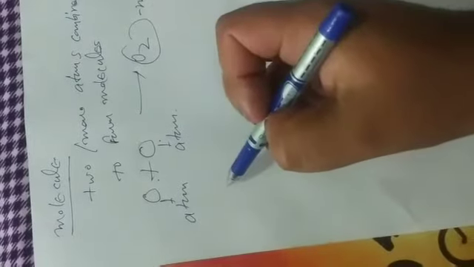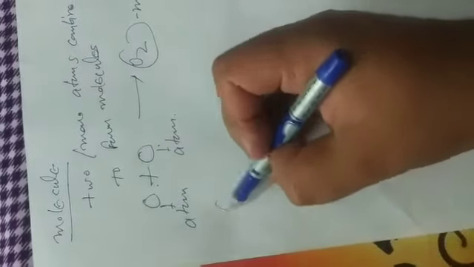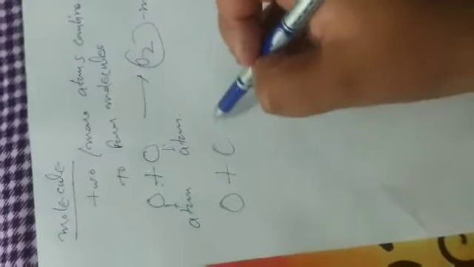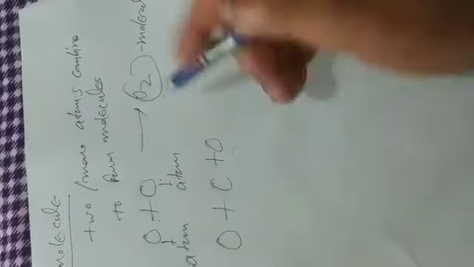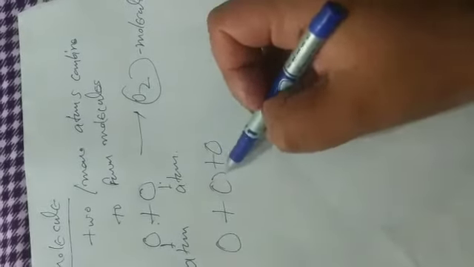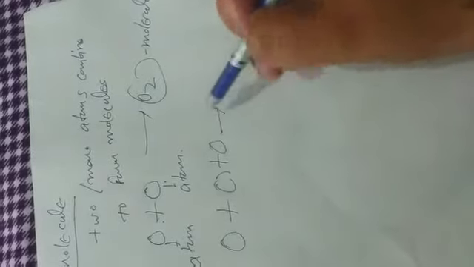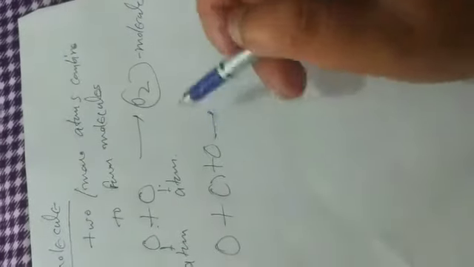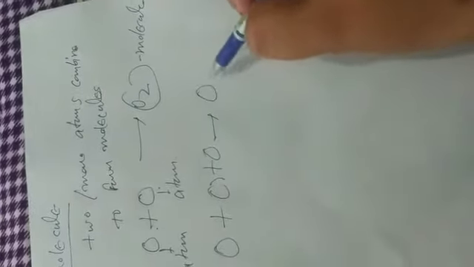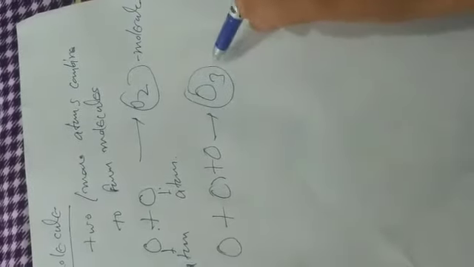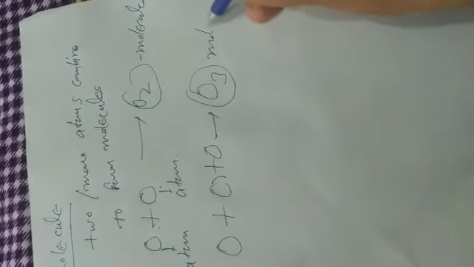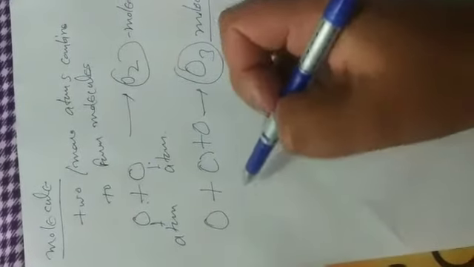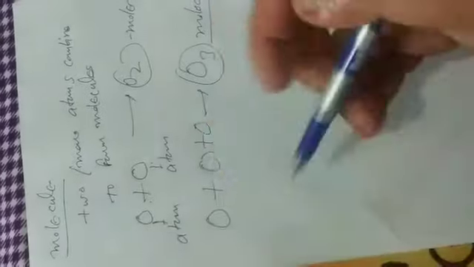The next is O3, I mean ozone gas. In this case, three atoms combine to form O3, which is a molecule. These are atoms.